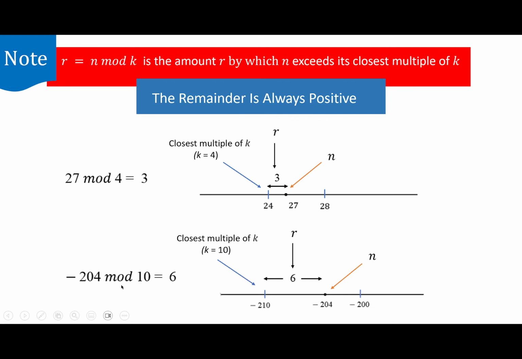Same thing here, if you want to do minus 204 mod 10, here's your minus 204. Now you have the 10 here. So multiples of 10. So you get minus 210. Here you have minus 220. So minus 210 is the closest multiple of k. And then how much minus 204 exceeds minus 210 is 6.